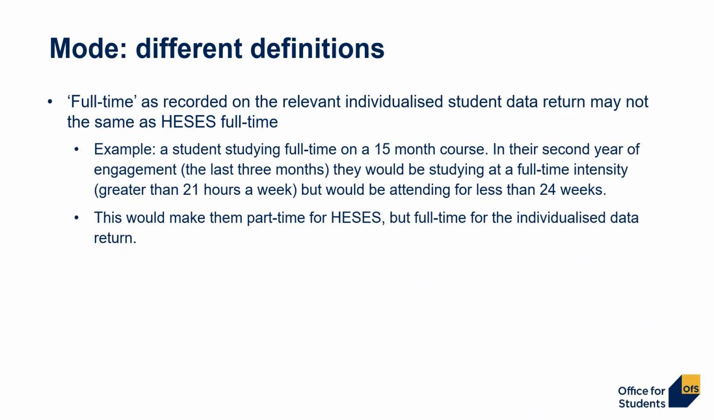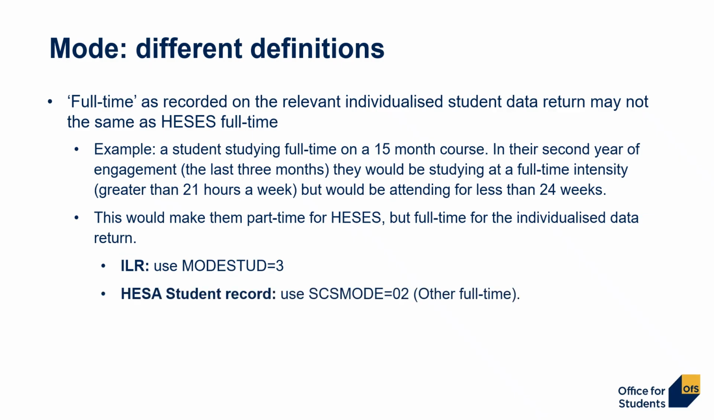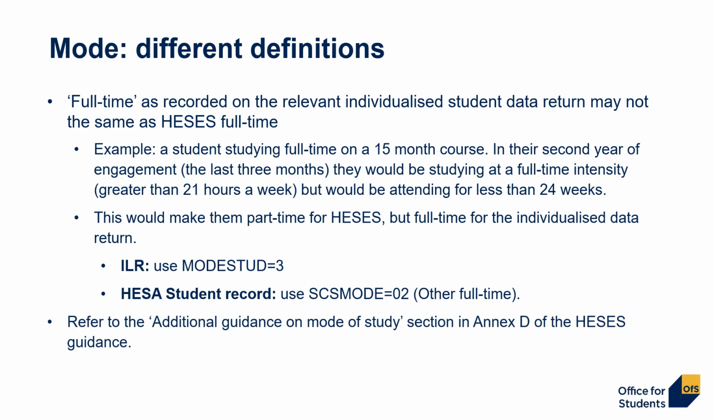To get around that, we suggest that in the relevant individualized return, so for example for the ILR, use mode stud equals 3. For those completing the student record, use SCS mode equals 02, other full-time. This will allow these students to be recorded correctly. Refer to the additional guidance on mode of study section in Annex D of the HESES guidance.